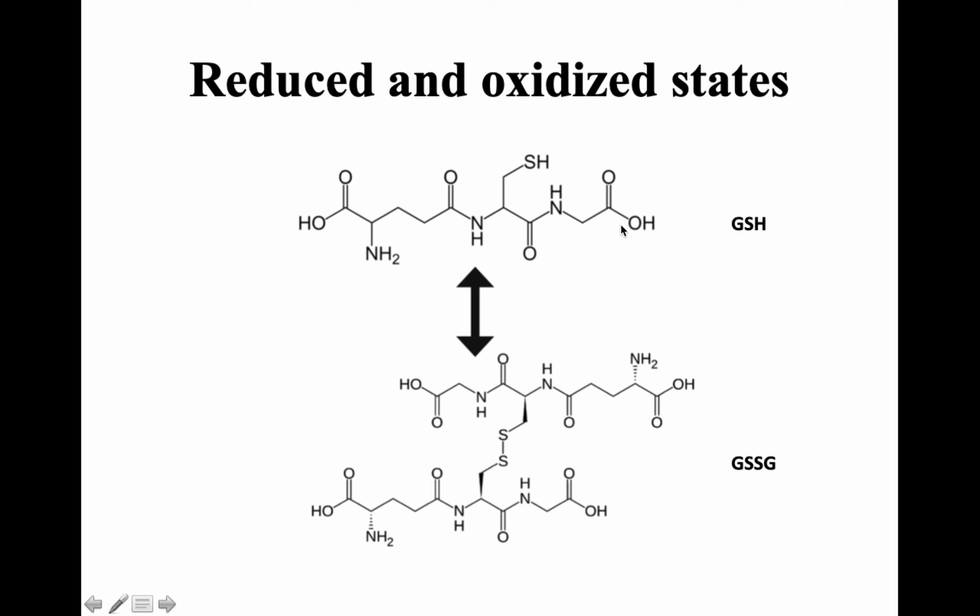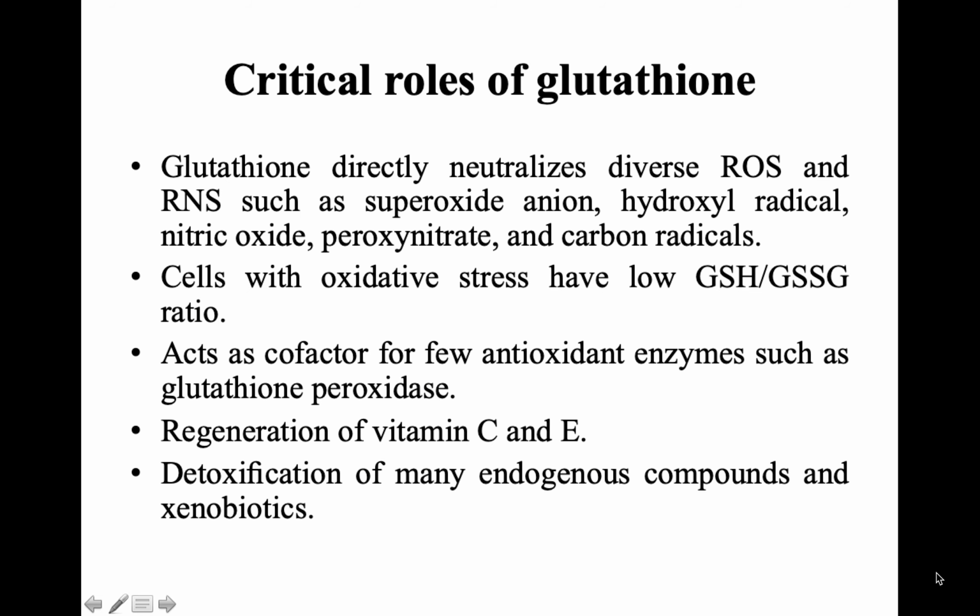In the oxidized form, two molecules of the reduced glutathione react with one another and form the disulfide linkage. In this form, we call the glutathione the oxidized form, which is abbreviated as GSSG. And here, coming to the critical roles of glutathione.